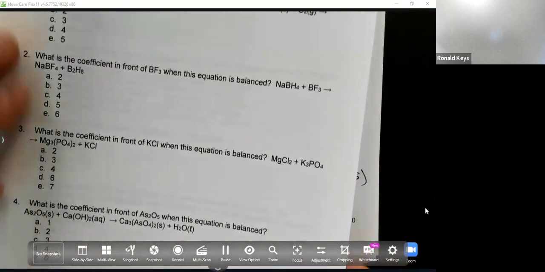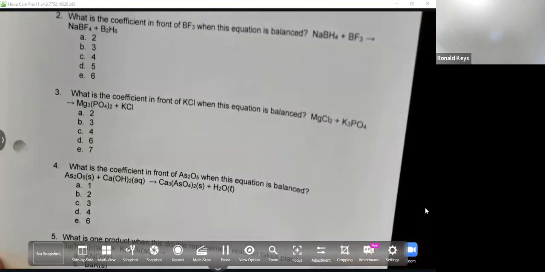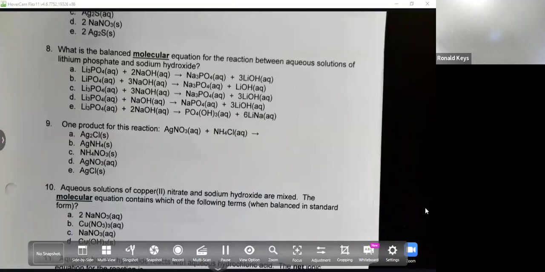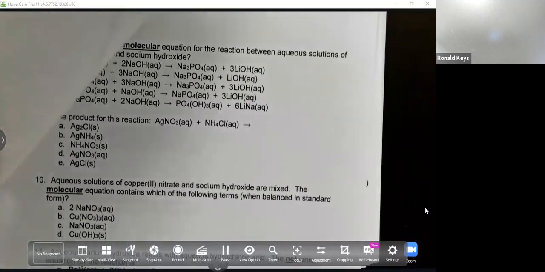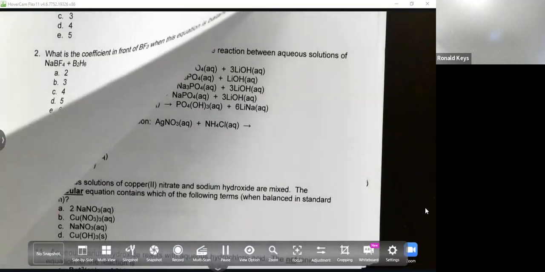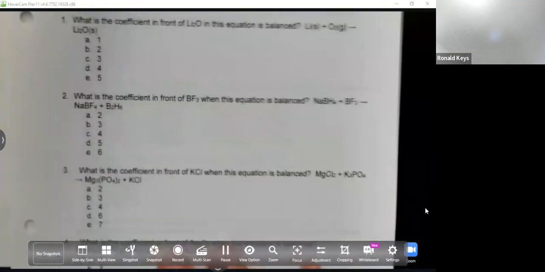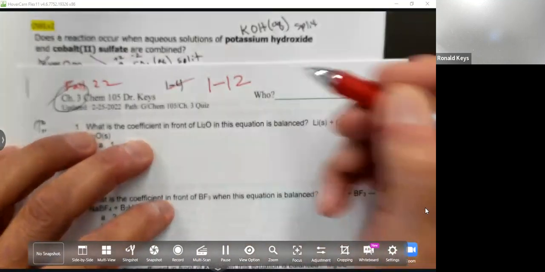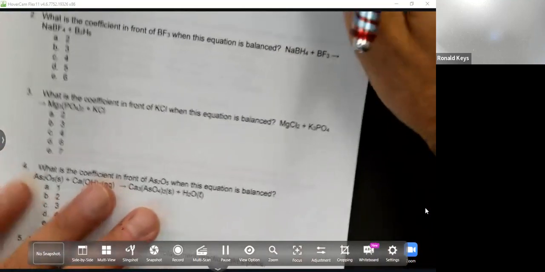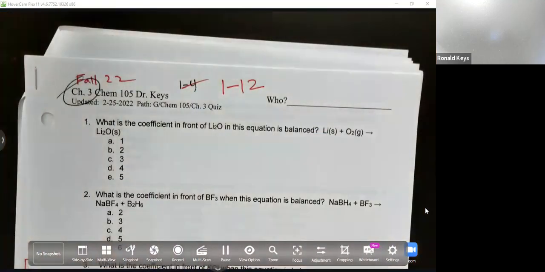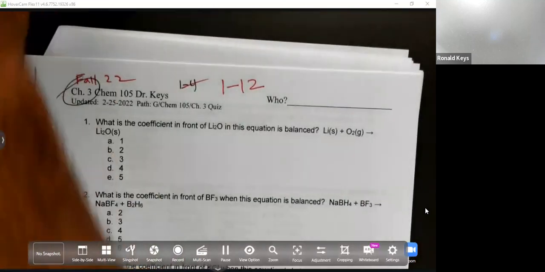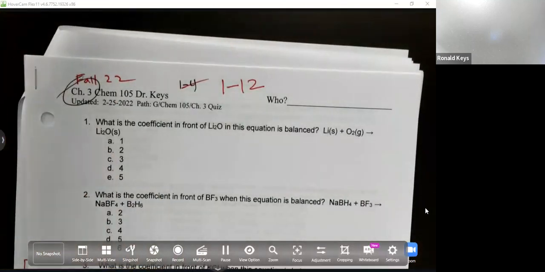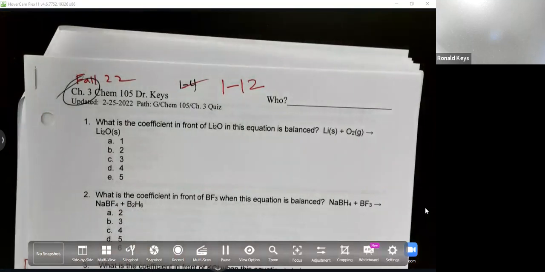For the quiz, let me have you look at some quiz questions here. 1 through 12, you can try on the quiz now. 1 through 12, you should be able to do a lot. You should be able to complete all now of OWL chapter 3 part 1, and you can poke into chapter 3 part 2 again because it starts with naming acids, and we already did that. In fact, a lot of it's just naming acids, so you're going to be able to cruise through that.